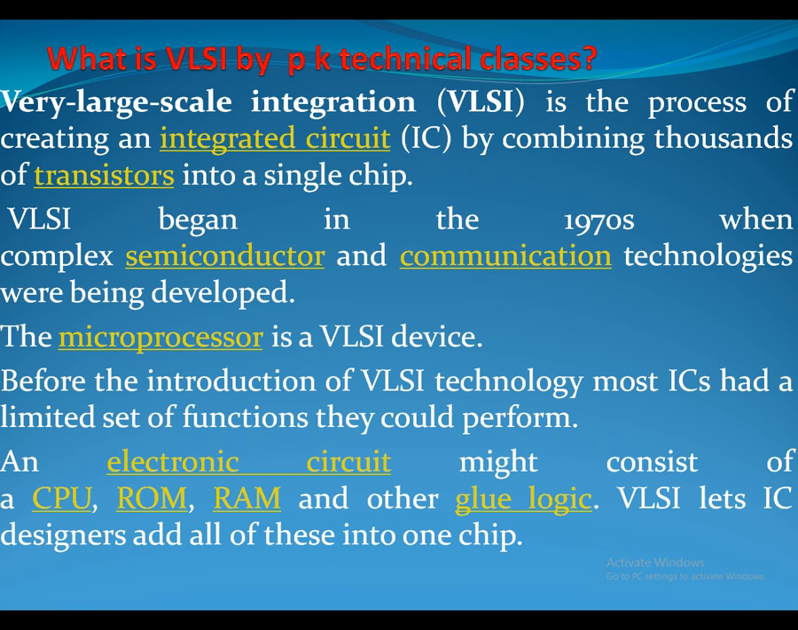An electronic circuit might consist of a CPU, ROM, RAM and other glue logic. VLSI lets IC design add all these types into a single chip. So let us think, what is CPU? CPU is a central processing unit. What is ROM? Read only memory. What is RAM? Random access memory. And other glue type of logic means small logics are there to perform a particular task.